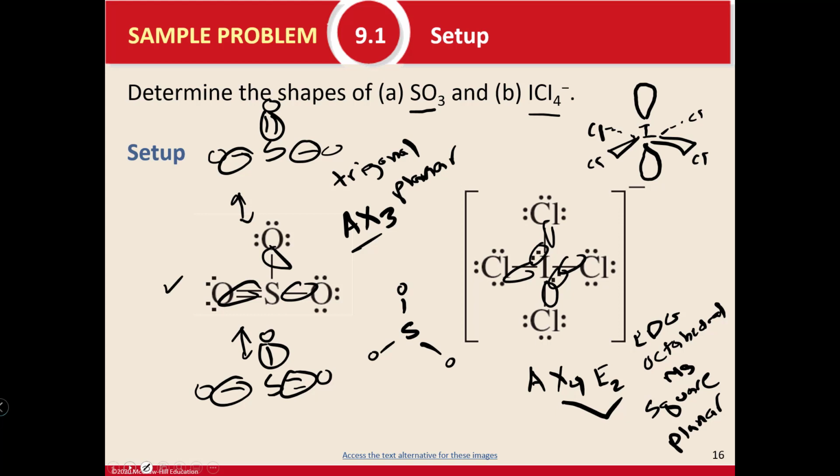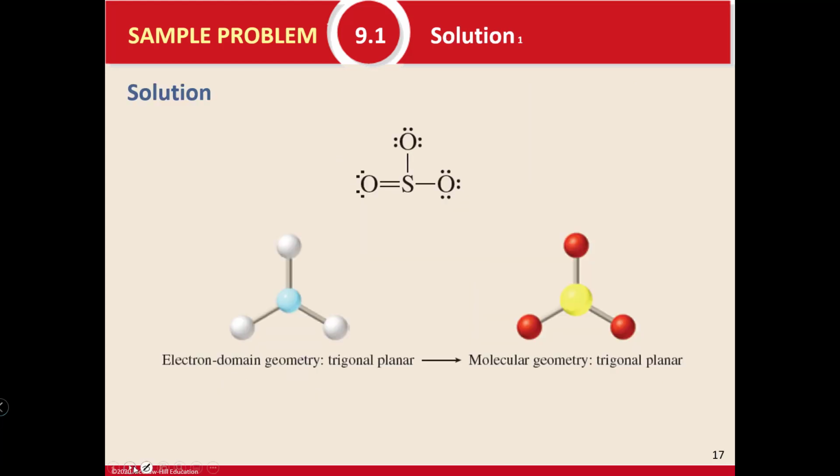And that's what we see here. This is a square here. And then you have a lone pair above and a lone pair below the plane like that. That's the only way you get square planar. AX4E2 for the electron domain geometry. All right. Let's look at the next one. There's what it looks like.